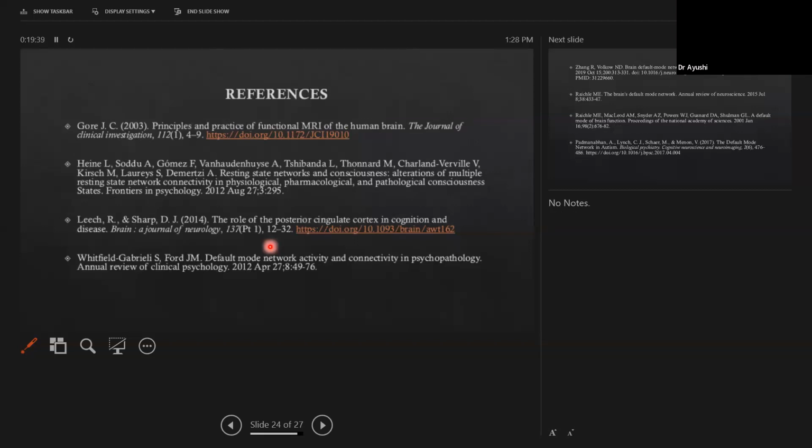What is the normal function? The default mode network's normal function is that it is involved in autobiographical memory or self-referential processes. Whenever we are thinking about ourselves, our emotions, even when we are thinking about religion, about God, about love, any emotion, the default mode network is activated. And in theory of mind also, exactly, the ability to infer the emotions of others.